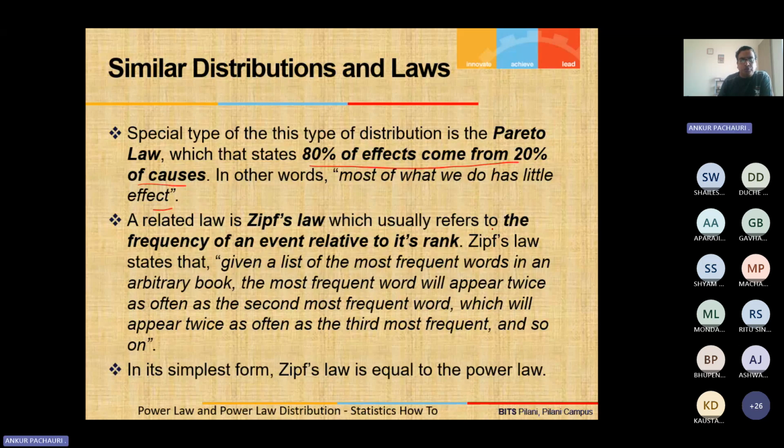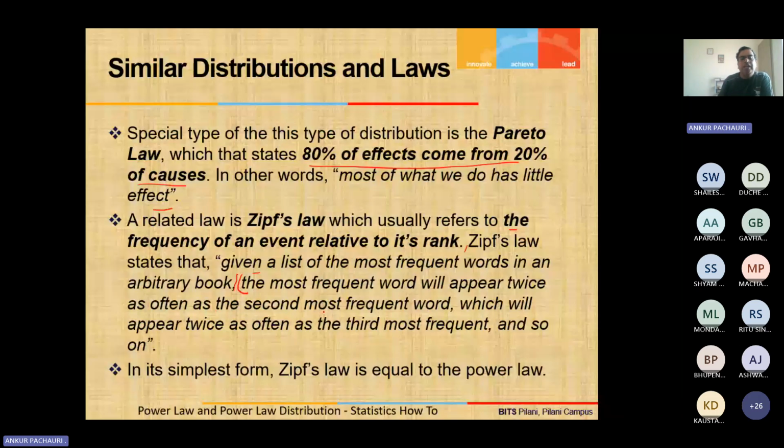So Zipf's law usually refers to the frequency of an event related to its rank. That means Zipf's law states that, given a list of the most frequent words in an arbitrary book, so you take any book and perform a word count and frequency count, the observation is that the most frequent word will appear twice as often as the second most frequent word.